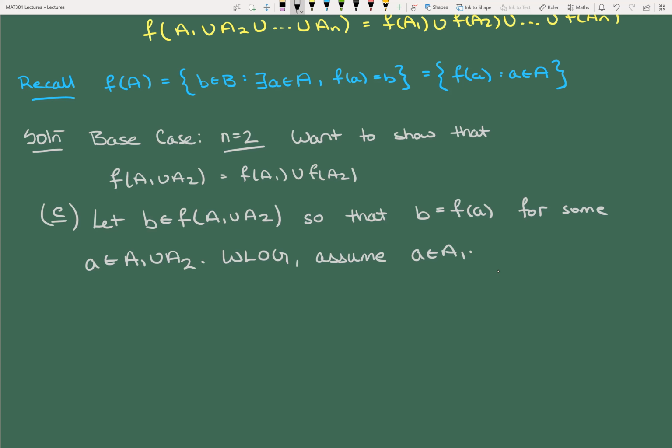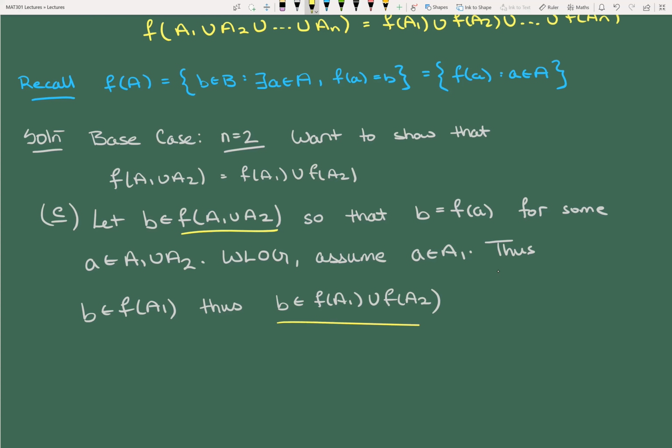Okay, so because it's in A1, then that means that B is actually in F of big A1, right? Because B is equal to F of little a, but little a is actually not only in the union, it's actually in big A1. So that means that little b is in big F of A1. And thus, if you're in one of the sets, you're certainly in the union. Okay, so that does one inequality because we started by assuming that B was in this side, and then we proved that it was in this side, right? So that gives us one inequality.